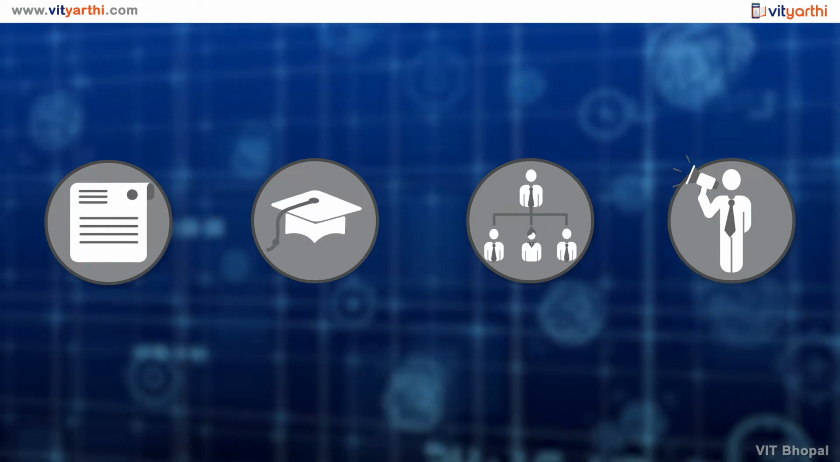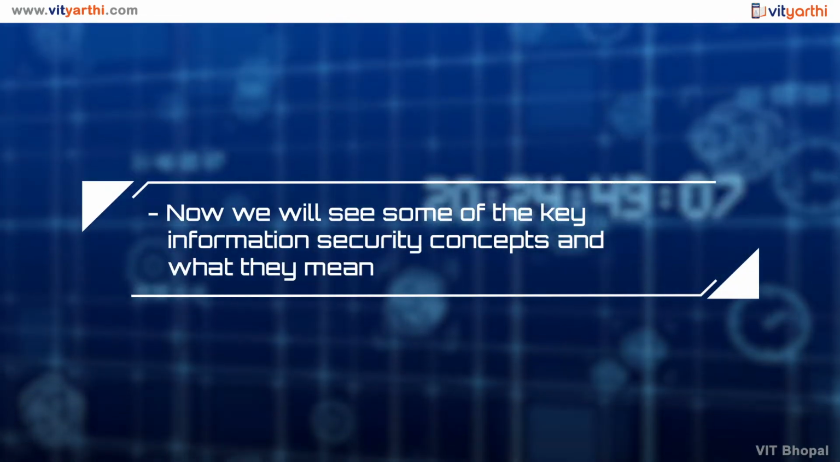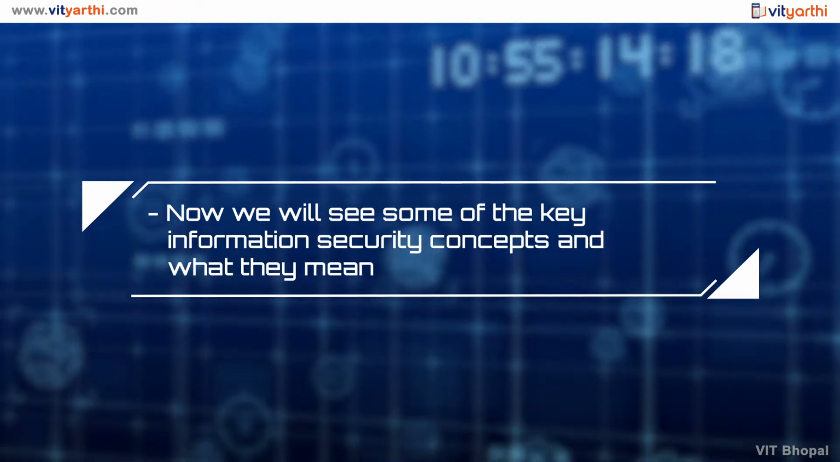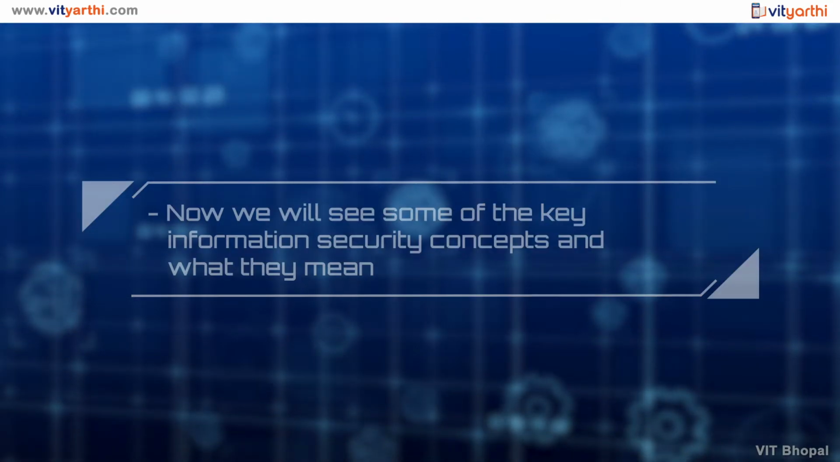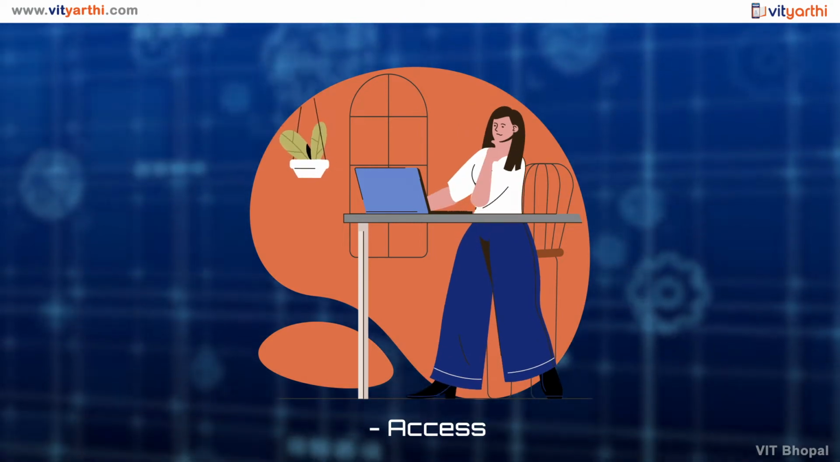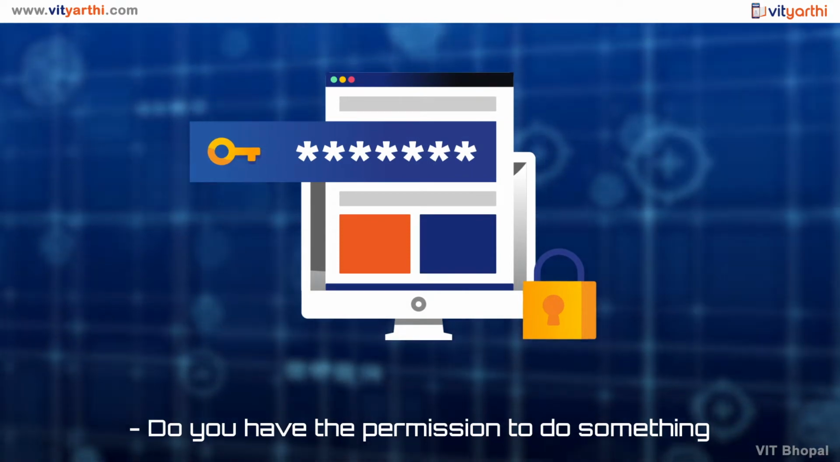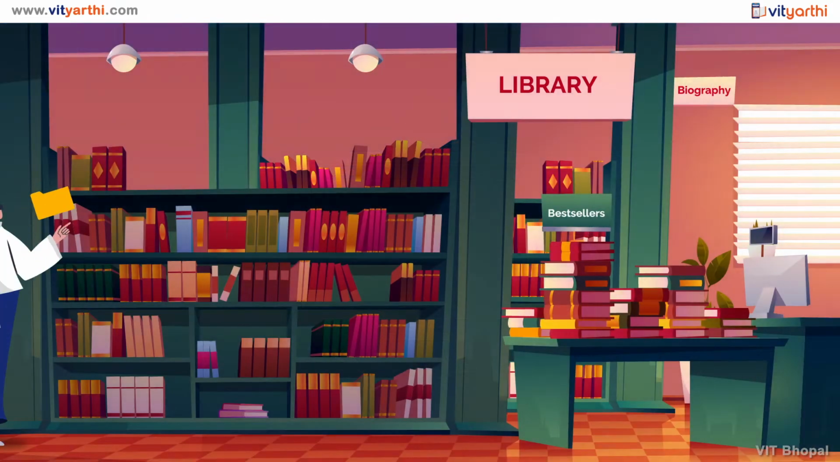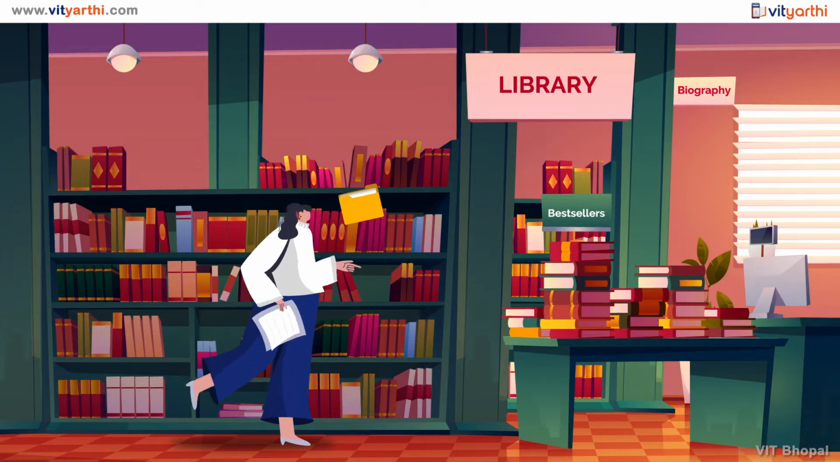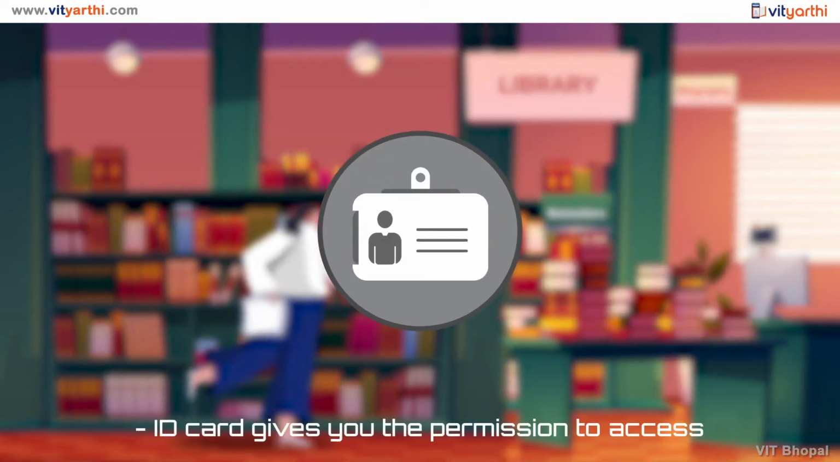Till now, we have seen the types of security and how it can be applied. Now we will see some of the key information security concepts and what they mean. At first, we will see what is an access. Access, in simple terms, is whether you have the permission to do something. Think this way: you can access your school or college library using your ID card. The ID card gives you the permission to access the books.